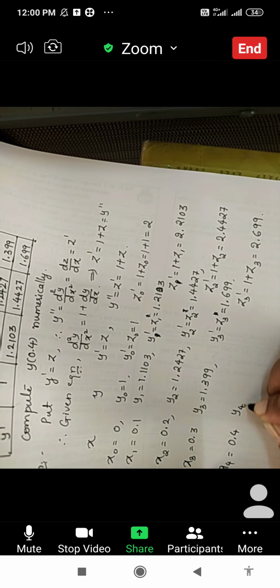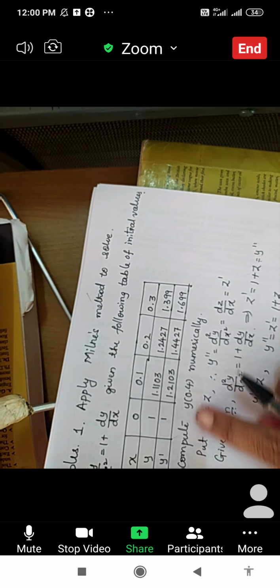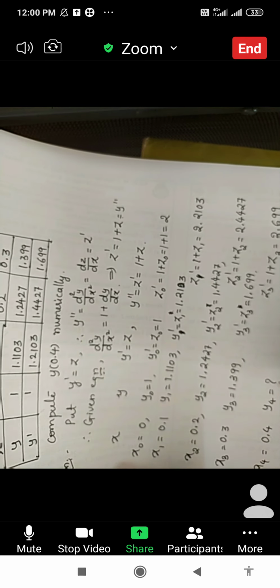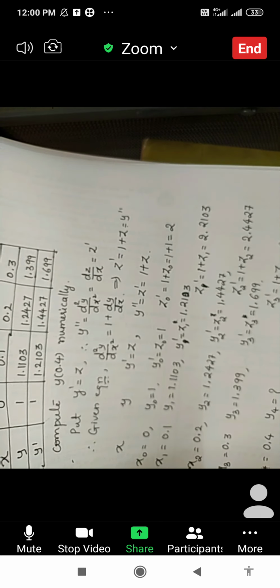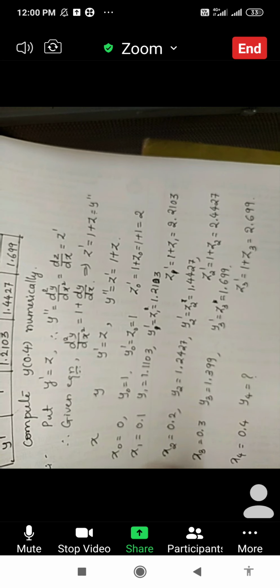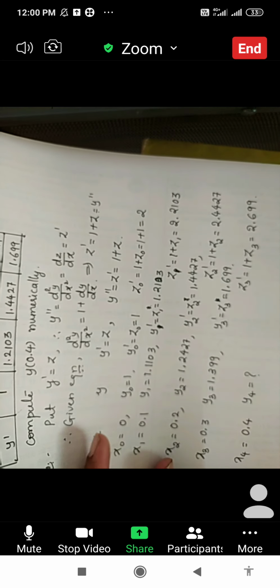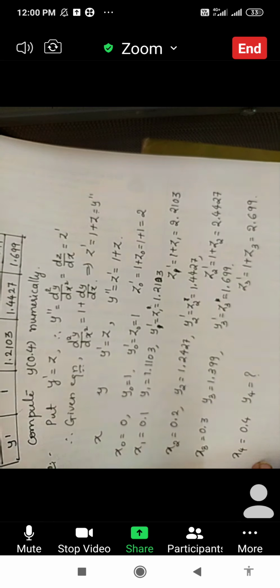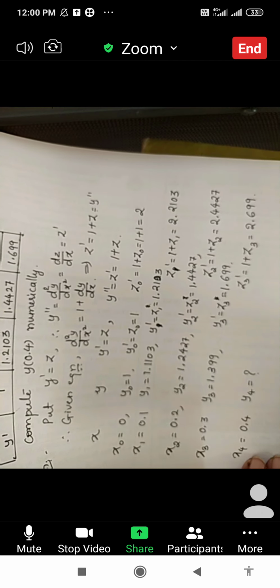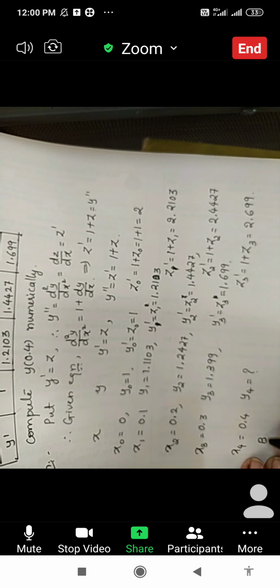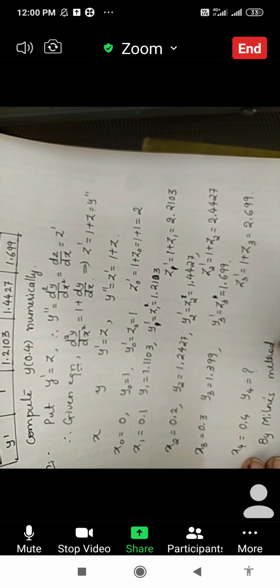So we have to calculate what is y4. That is what is asked in the question. Correct? So this is what we have to calculate. Can you see the whole paper, like the values written? Shall we start with the calculation? Which method are we applying? Better you mention that. By Milne's method, first we have to apply.